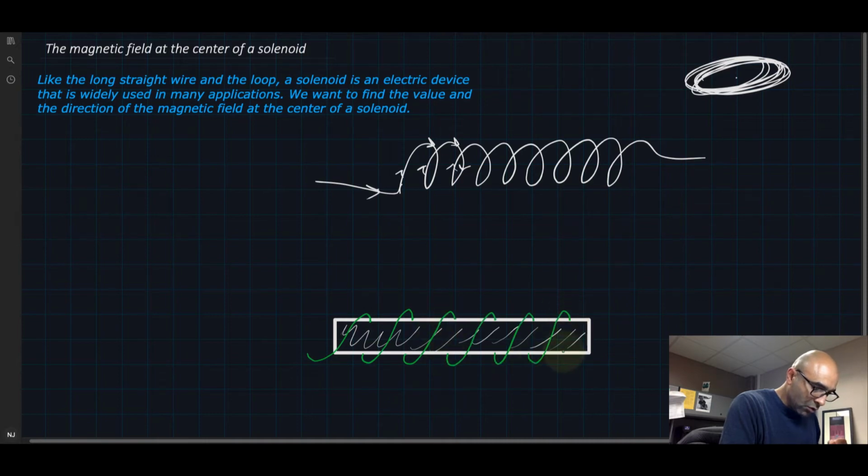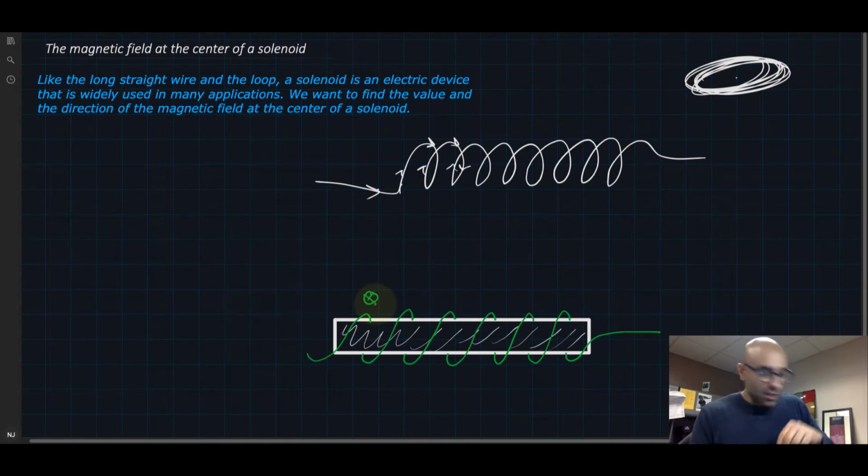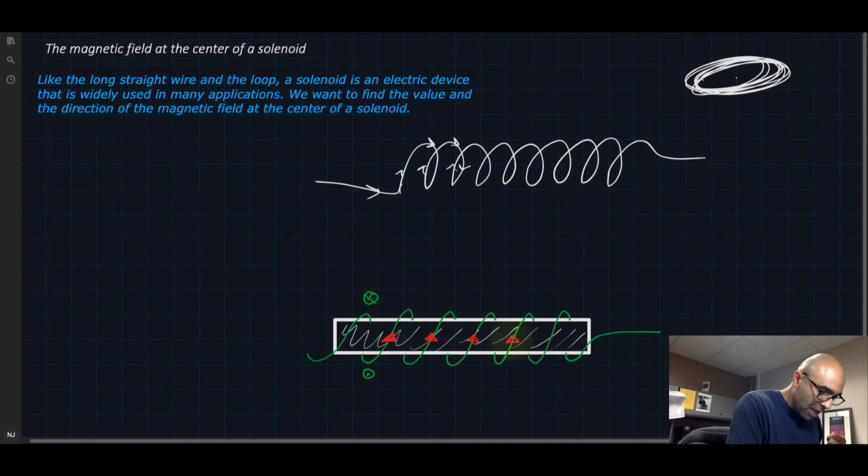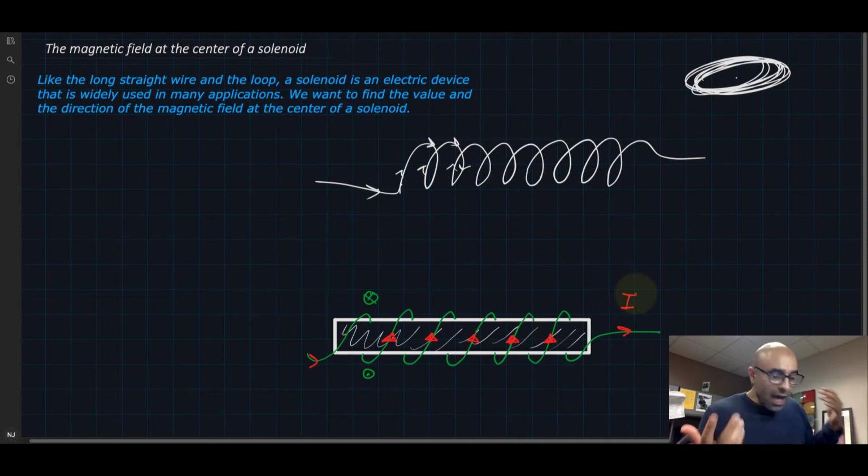So there are several loops, and it seems that the loop on the top is going inside the screen, and from here at the bottom it's coming out from outside, just to give you an idea. And I'm going to assume that the current direction is this direction. So that's my solenoid that I just made. So the current continues its way coming like this. That's a current I. All right, now we need to find the magnitude and the direction of the magnetic field at the center of a solenoid that passes a current I.